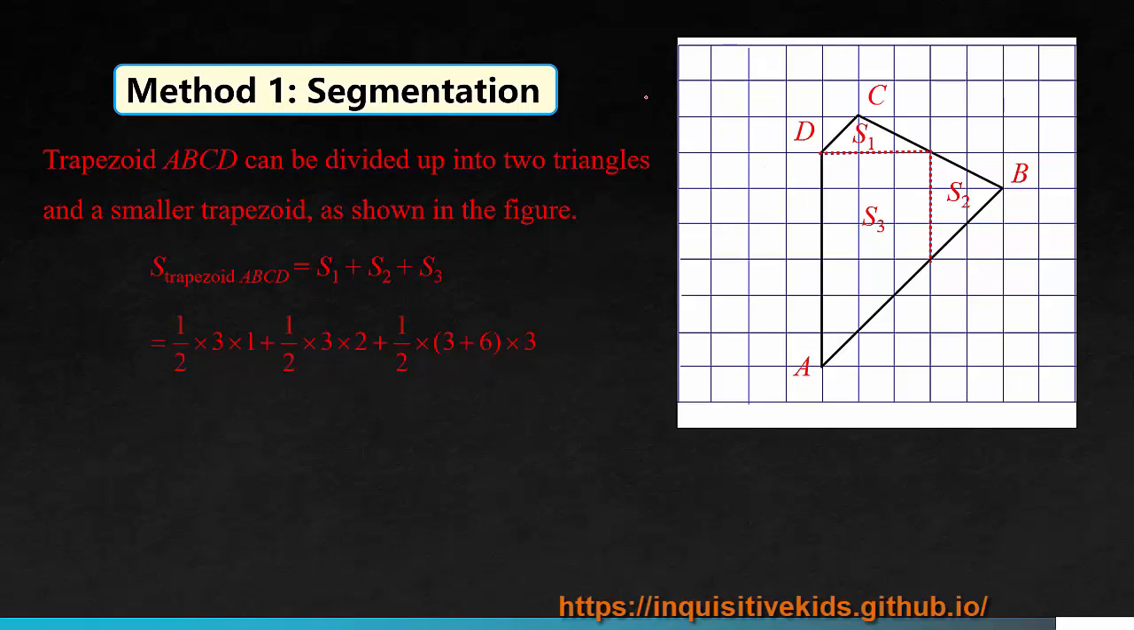So now we're going to apply the formulas of how to calculate these shapes. For S1, which is this small triangle up here, we have 1 as a height and 3 as a base. So it's 1/2 times 3 times 1. For the second triangle, we have 3 units as the base, and its height is 2 units tall. So we would calculate it as 1/2 times 3 times 2. And for the smaller trapezoid, we have 1/2 times both of its bases added together, 3 and 6, and then times its height, which is a 3. Then we're going to add all these areas together to get 18.